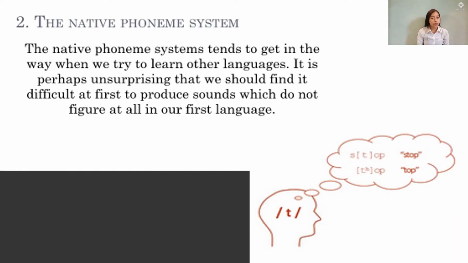So we will continue with the second topic, the native phoneme system. More importantly, our native phoneme system tends to get in the way when we try to learn other languages. It is perhaps unsurprising that we should find it difficult at first to produce sounds which do not figure at all in our first language.